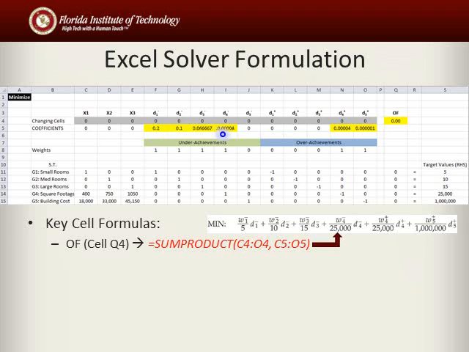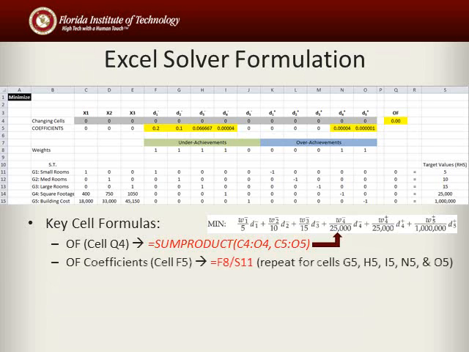These are coefficients, and I'll tell you in a second how they get calculated. The different variables included are d1 minus, d2 minus, d3 minus, d4 minus, d5 minus, and then d4 plus and d5 plus. I highlighted that in yellow to make it easier to follow. So that's how you specify the objective function in Excel for this problem. It's the sum of products of C4:O4 and C5:O5. Now, for the objective function coefficients, that's cell F5, and this is going to be repeated for all of the different cells that are highlighted here.